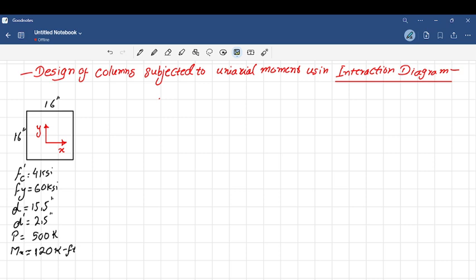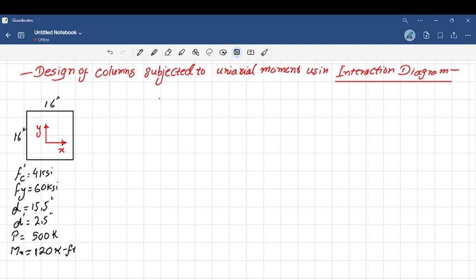We are going to use the interaction diagram for our design, and one thing you need to remember is that in practice we also use interaction diagrams for designing columns, because it is quite difficult or even impossible to develop a separate interaction diagram every time for every cross section and for different load and moment combinations. So for simplicity and for doing the design easily, we use the interaction diagrams.